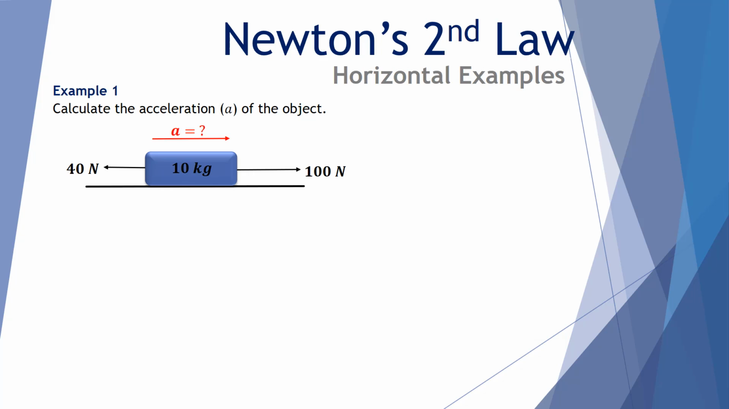Example number 1, calculate the acceleration a of the object. So we have here a 10 kilogram object. There's a force to the right of 100 newtons and there is a force to the left of 40 newtons. And the question is, calculate the acceleration.